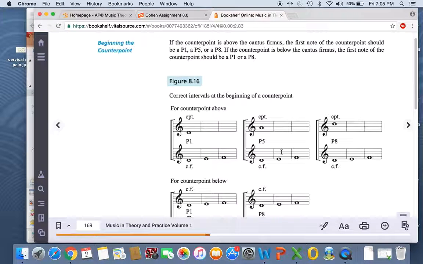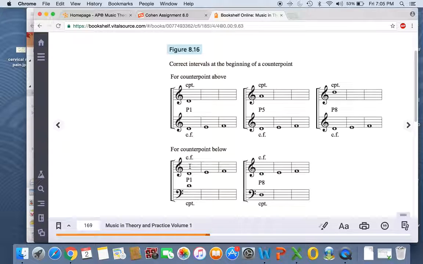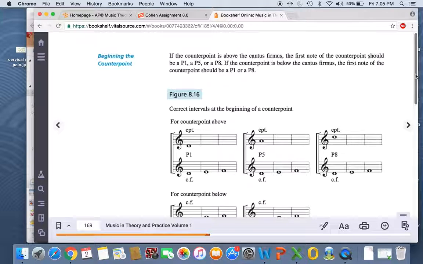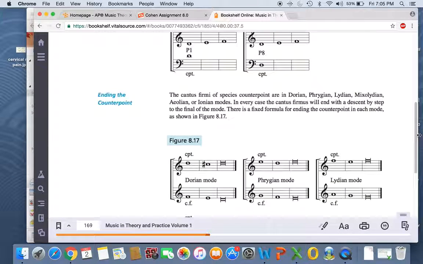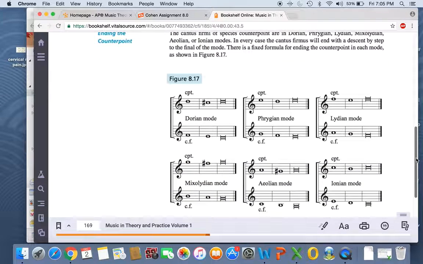How to begin the counterpoint. If the counterpoint is above the cantus firmus, that's right here. Cantus firmus there, counterpoint above, then the first note of the counterpoint should be, it's actually must be, a unison, a perfect fifth, or a perfect octave. If the counterpoint is below, I have to scroll down a little. So you have the counterpoint below the cantus firmus. I'm going to go back to my rule. The first note of the counterpoint should be, must be, a perfect 1 or a perfect 8. You're going to have to know these rules. Know them, love them.